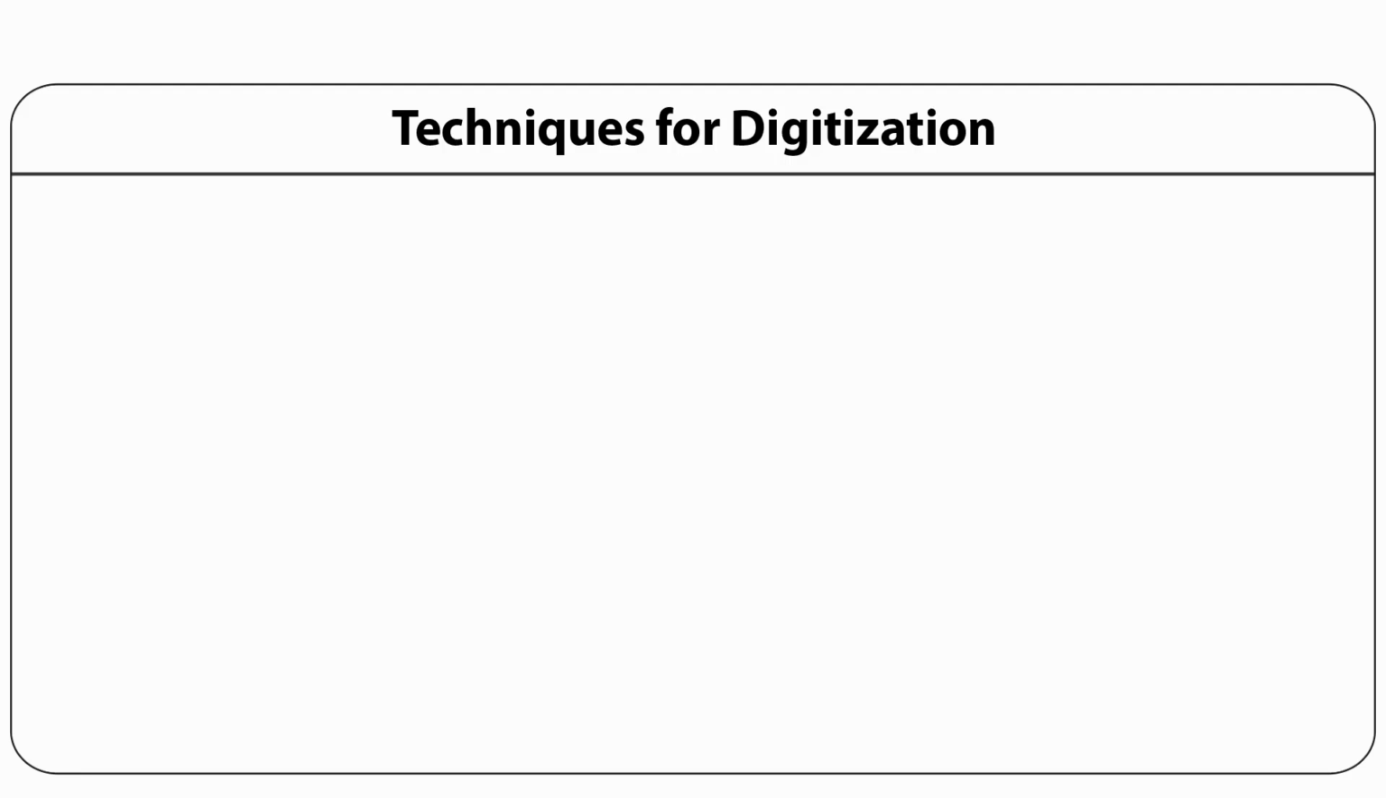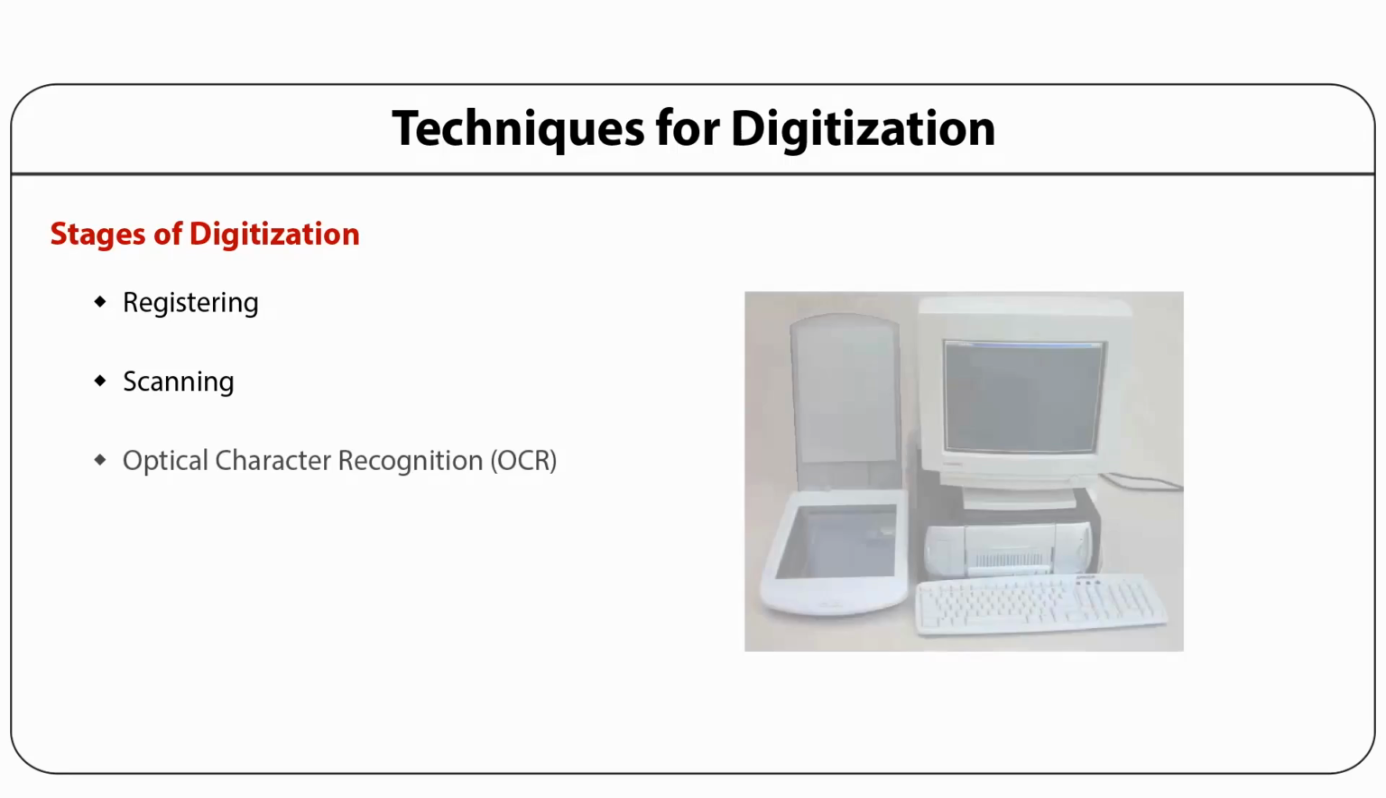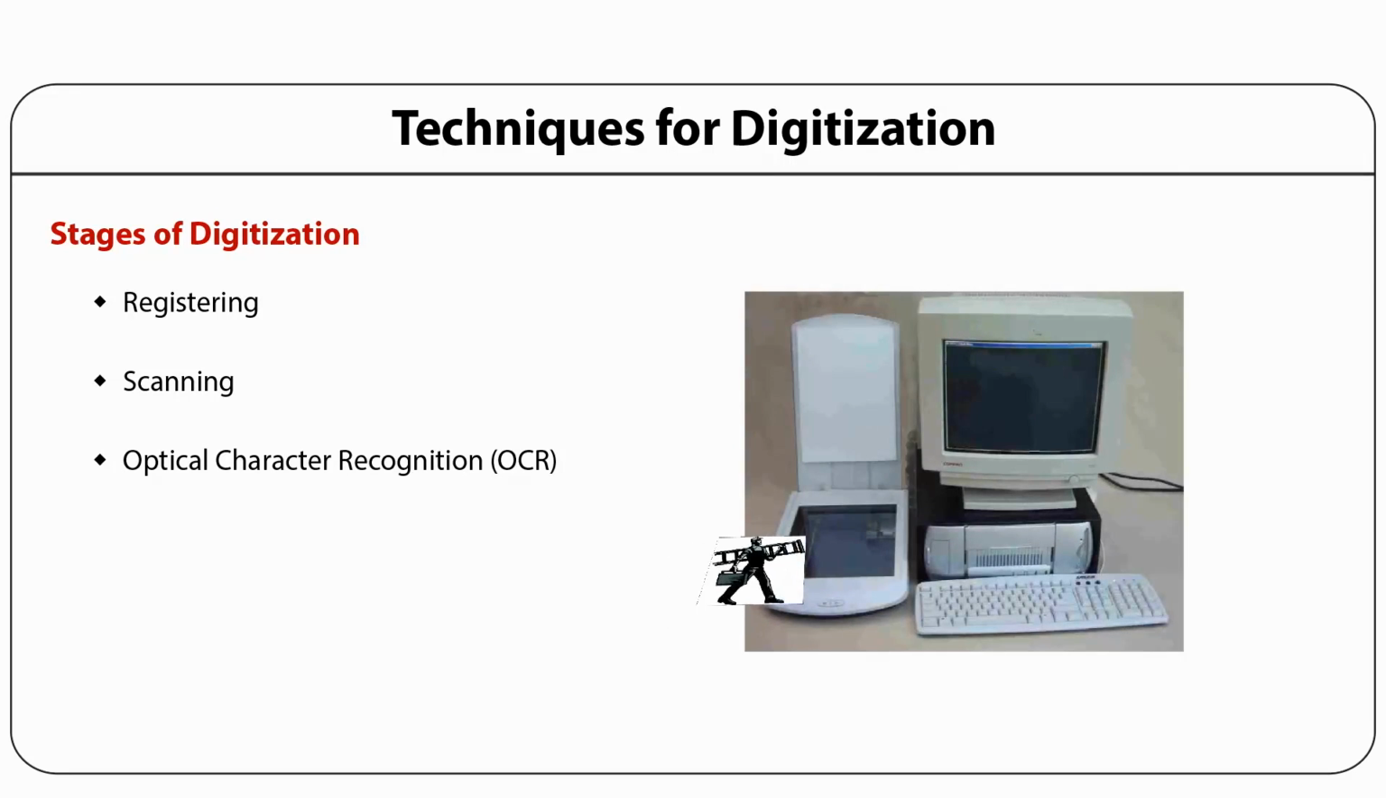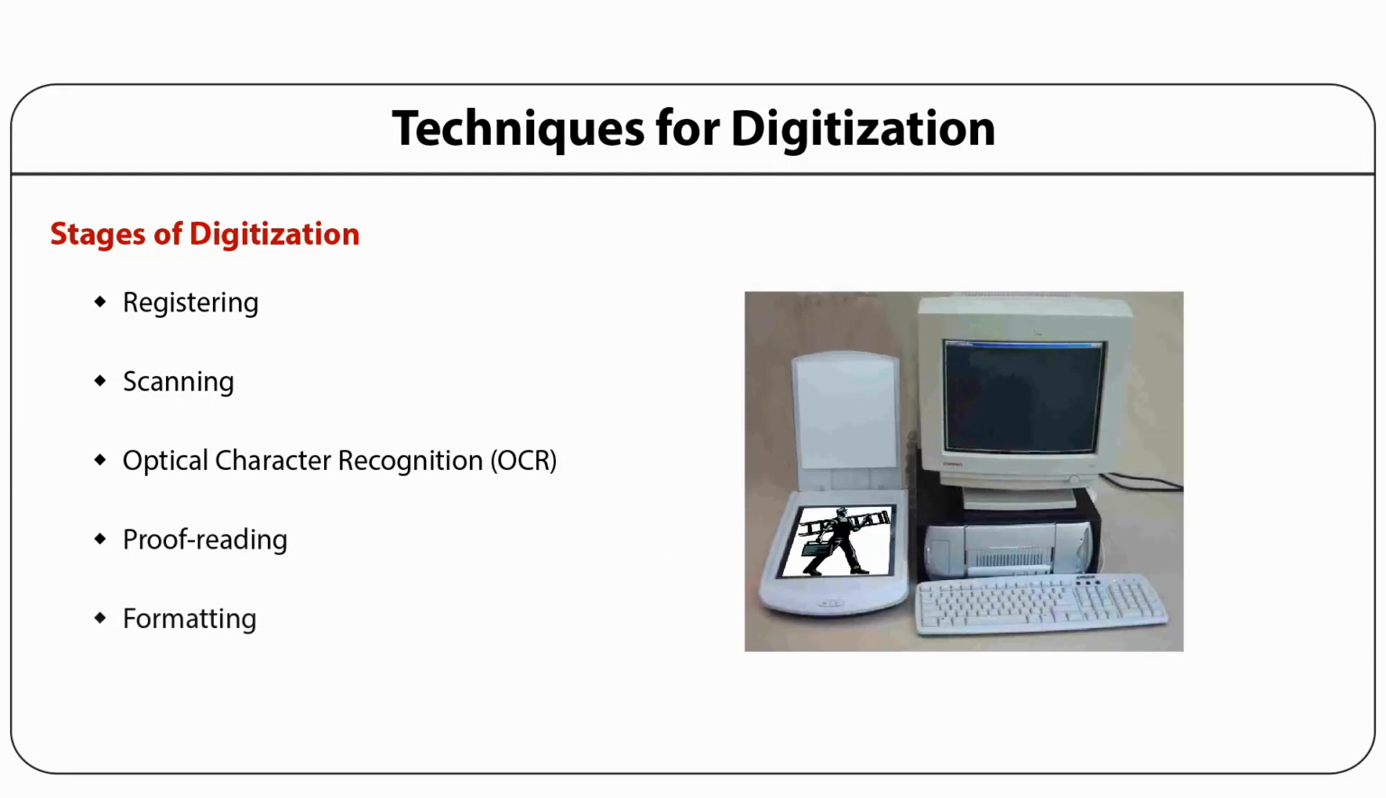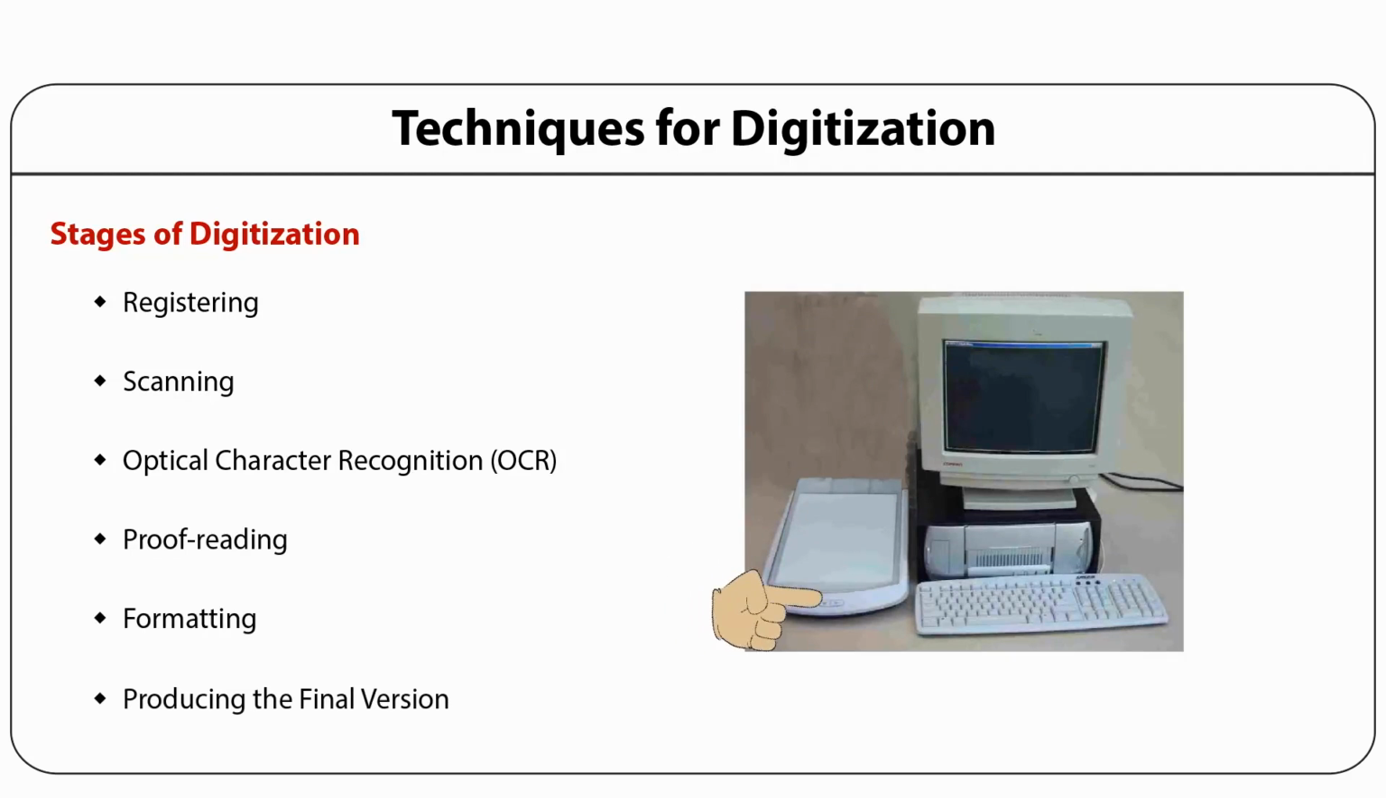Next are the techniques for digitization. Digitization of documents for a digital library is generally accomplished in 6 stages: registering, scanning, optical character recognition (OCR), proofreading, formatting, and producing the final version. These are the major 6 steps used as techniques for digitization. We'll discuss them one by one, and first is registering.